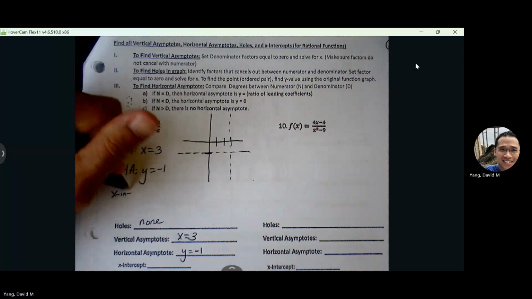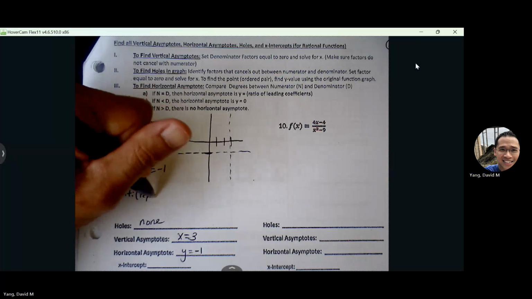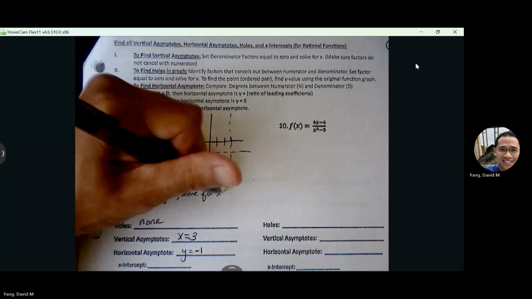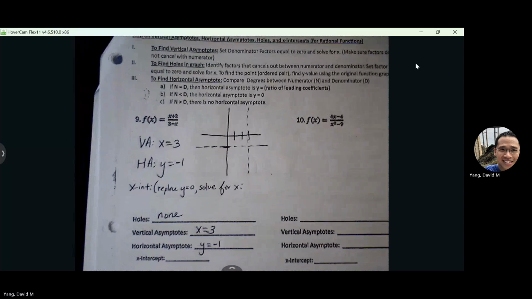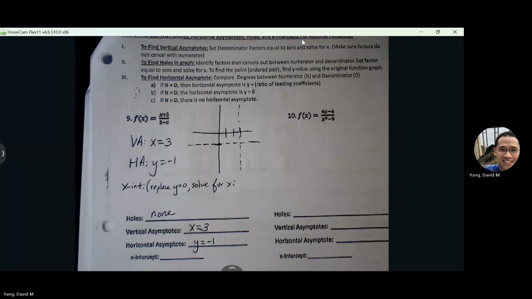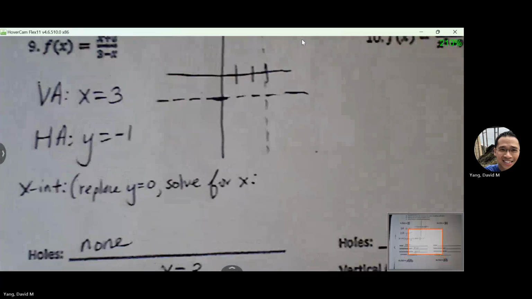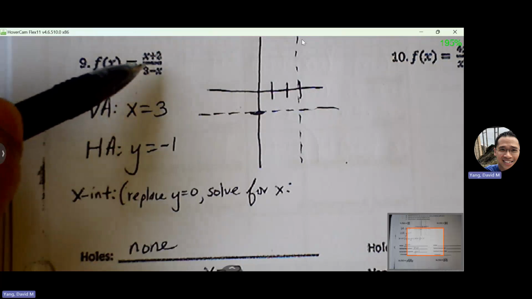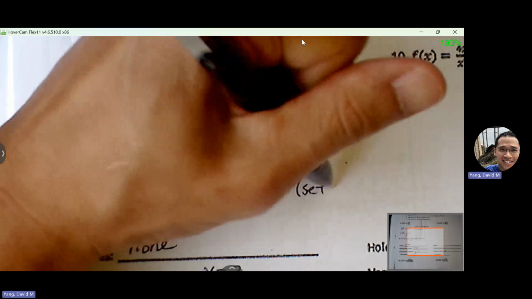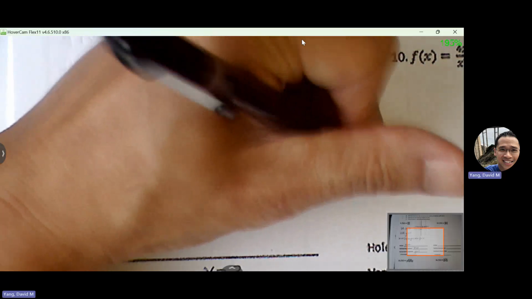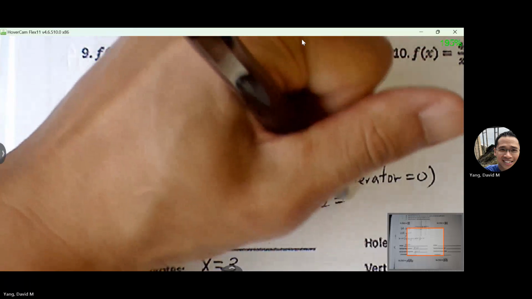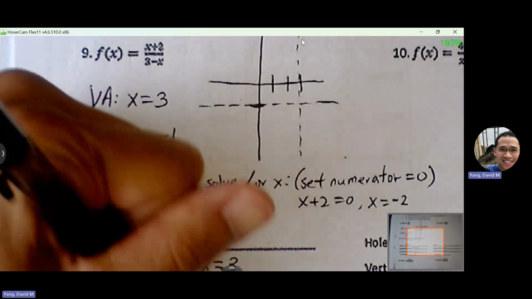So to find x-intercept, you're going to replace your y with 0 or your f of x with 0, and then solve for x. Zoom in here. If there's a numerator and denominator, then in other words, you're just going to set the numerator equal to 0. We don't set the denominator equal to 0 because if we do, then we're looking for either holes or asymptotes. So in other words, set the numerator equal to 0. So my x-intercept is at -2, 0.